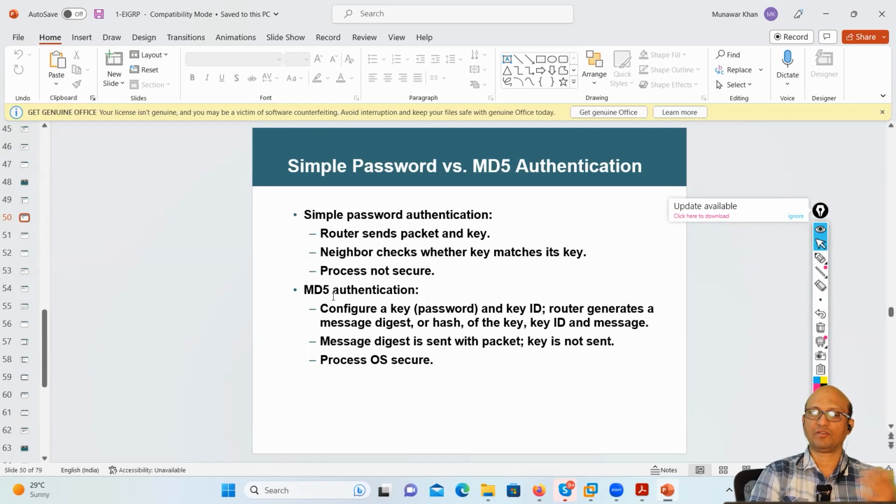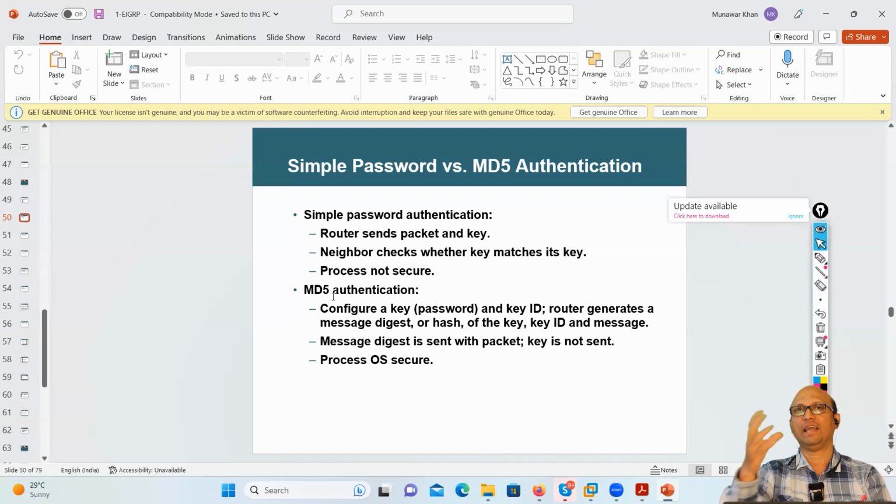But MD5, yes. Configure a key and a key ID. See, you have a password, and you also have a key ID. The router generates a message digest or hash of the key and the key ID. See, it is not just the key which is being sent. It is the hash value that is being generated against the key. And the message digest is sent with the packet. The key is not sent.